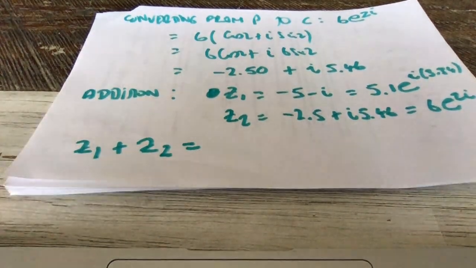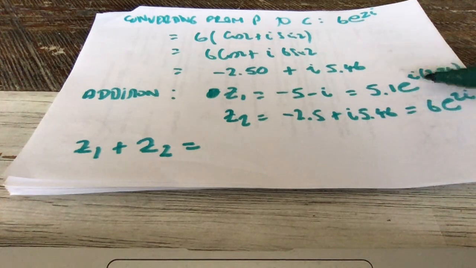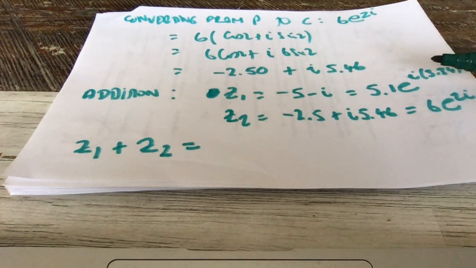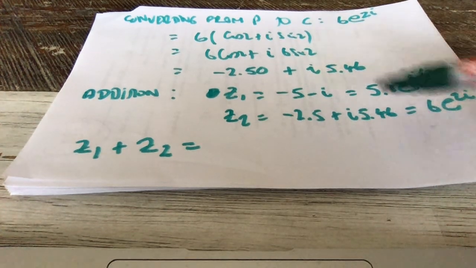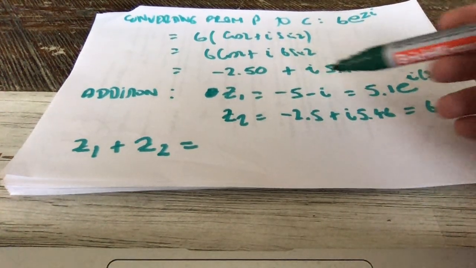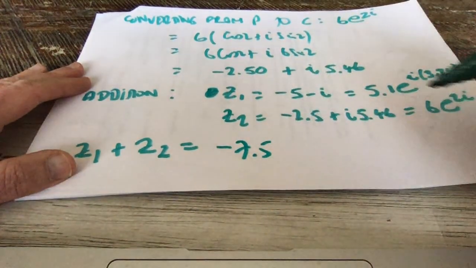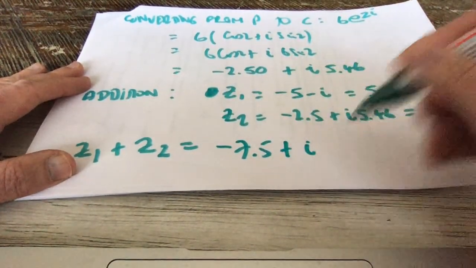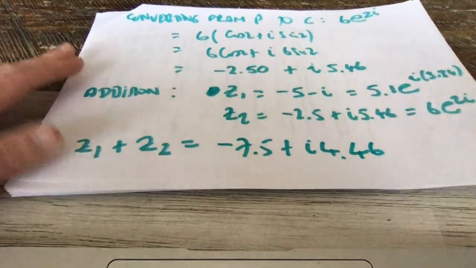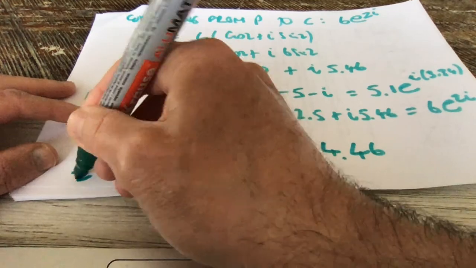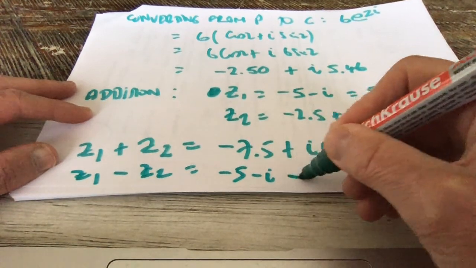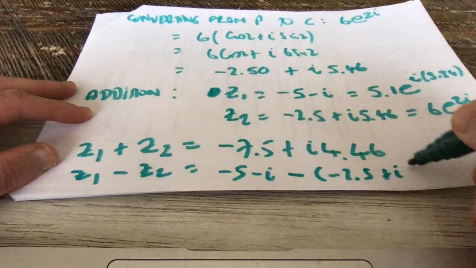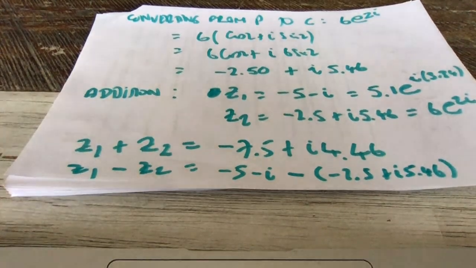Now, if I want to add these two complex numbers, as I say, guys, each complex number has two forms, Cartesian or polar. If I want to add Z1 and Z2, I can't use the polar form. I always have to use the Cartesian form. So in this case, I forget about the polar form and just add the Cartesian form. Here I get minus 7.5 and then plus i 4.46. And similarly, if I want to get Z1 minus Z2, it's minus 5 minus i, and then minus 2.5 plus i 5.46, whatever that is.